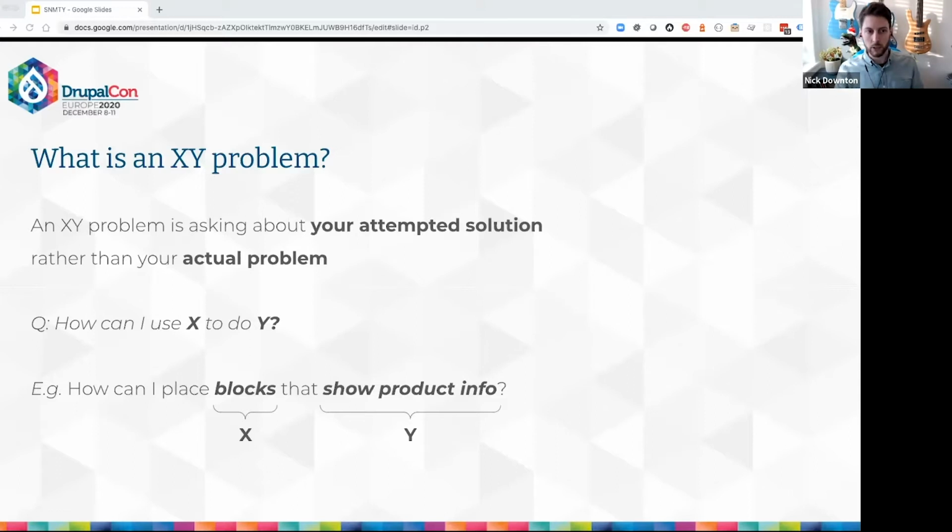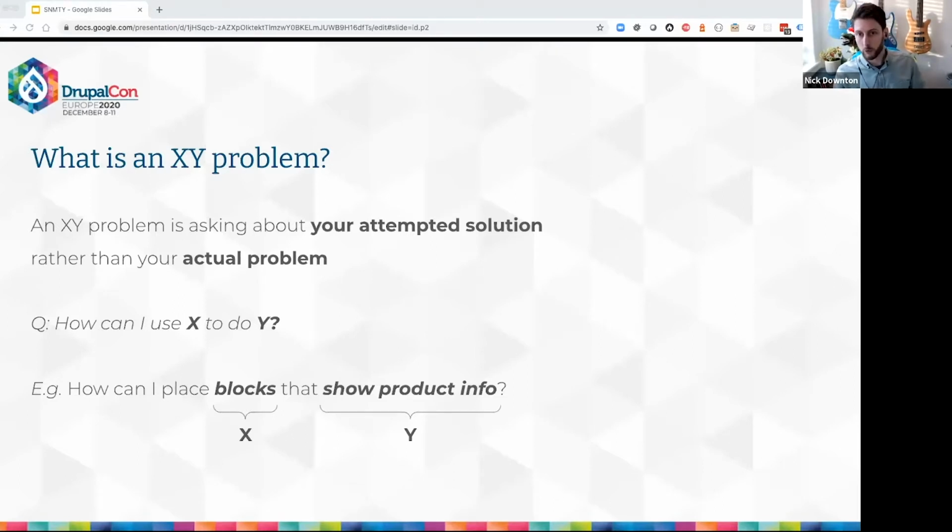In a Drupal scenario, it could be something like, how do I place a block to show product info? So it's an XY problem because the user knows how blocks work in Drupal, and they've made the assumption that all content is authored in that way in Drupal. And me as a developer, I might assume that that person who's asking the question, they've evaluated all the different options of ways you can show content in Drupal and arrived at this solution. Well, that's not necessarily true.